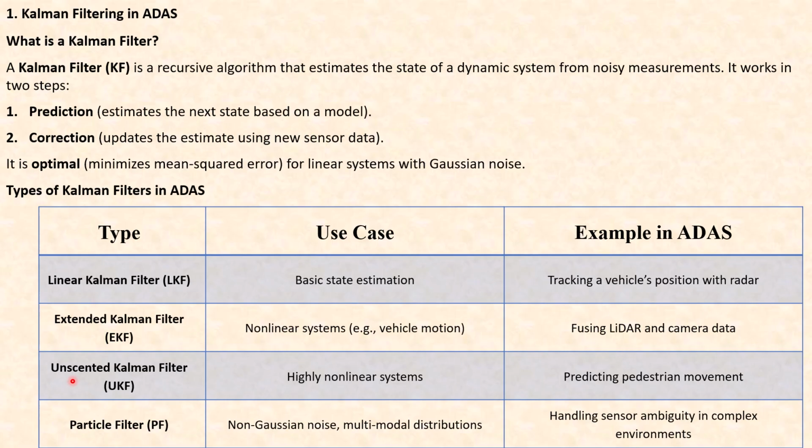Third, the unscented Kalman filter, abbreviated as UKF. UKF is for highly non-linear systems, and one use case in ADAS is predicting pedestrian movement. Pedestrian motion is an extremely non-linear, unpredictable system, and predicting that comes under the purview of the unscented Kalman filter. Next comes the particle filter. The particle filter handles non-Gaussian noise, multimodal distributions, and sensor ambiguity in complex environments.